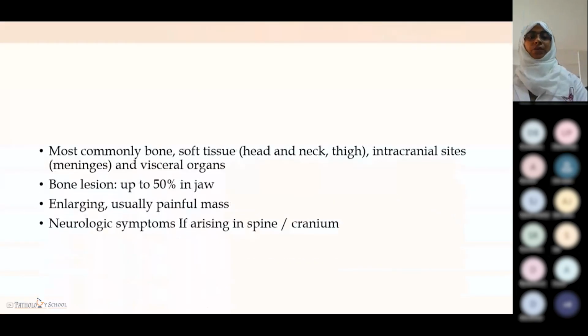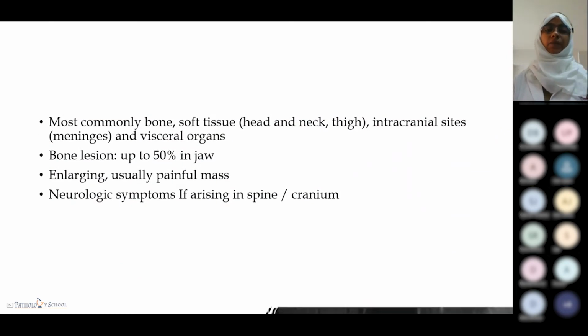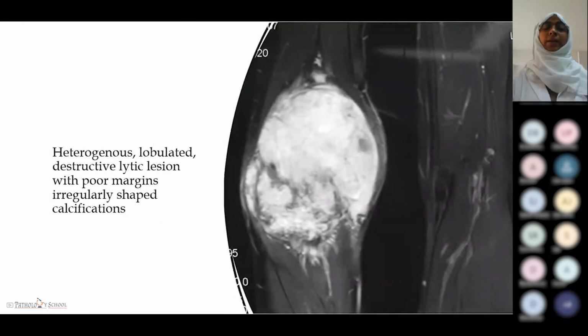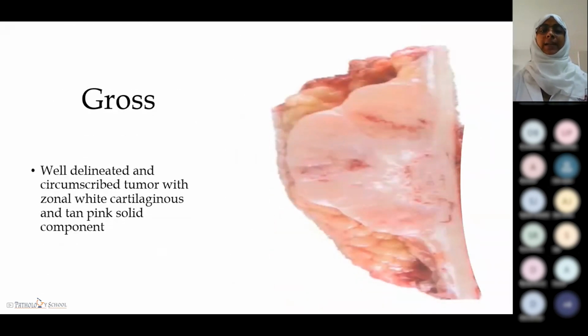Now the mesenchymal chondrosarcomas. They are most commonly present in bone and soft tissues or intracranial sites, with jaw predominance in up to 50%, as a painful mass. When you look at the radiograph, you see a heterogeneous, lobulated, destructive lesion. On gross, they are well delineated, circumscribed tumors with zonal white or tan-pink solid components.